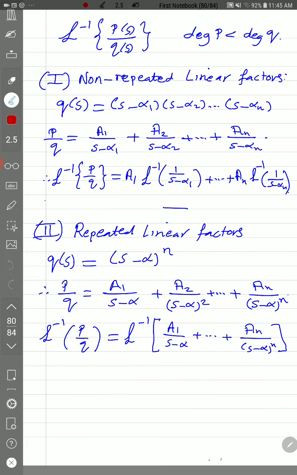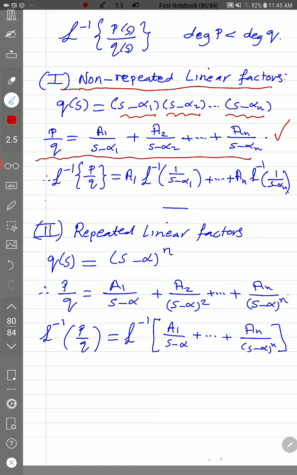Now, there is a method for calculating L inverse of the ratio P over Q, where the degree of P is less than the degree of Q of the polynomial. So we have 3 cases. The first is called non-repeated linear factors, meaning that Q can be factorized linearly with no repeated factors. As you know from calculus, for integration by partial fractions, we do exactly the same. So P over Q we write as, as you remember from calculus integration, A1 over s minus alpha 1, A2 over s minus alpha 2, until An. And we need to calculate, in fact, these A's.